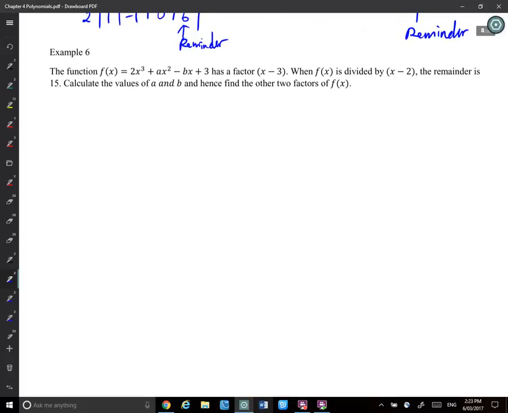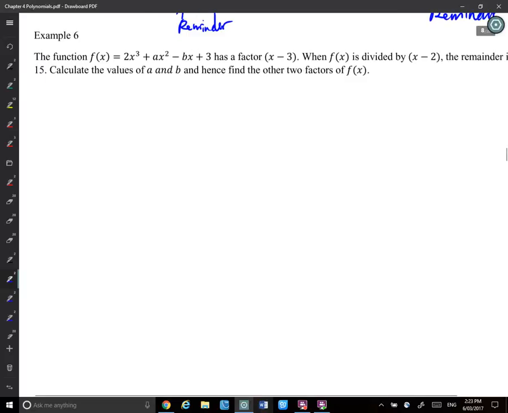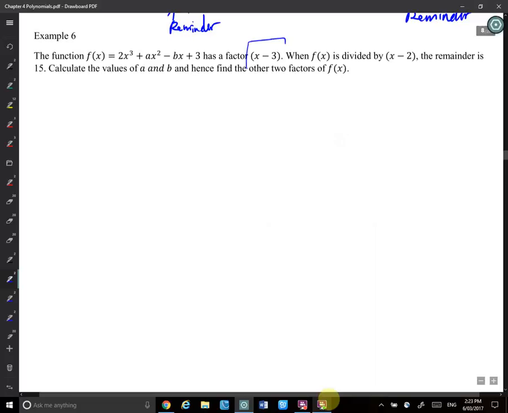For the next question here, the function f(x) equals to that has a factor of this, and when f(x) is divided by x minus 2, the remainder is 15. Calculate the values for a and b and hence find the other two factors. Okay, so I have a cubic now and I know x minus 3 is a factor. So f(3) must be 0. And when divided by x minus 2, I should have a remainder of 15. So f(2) will equal 15.